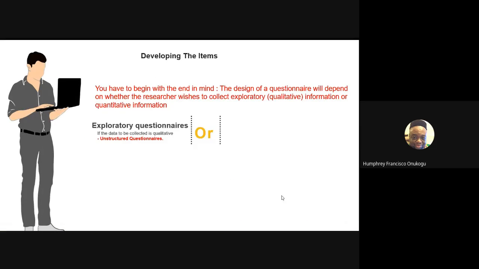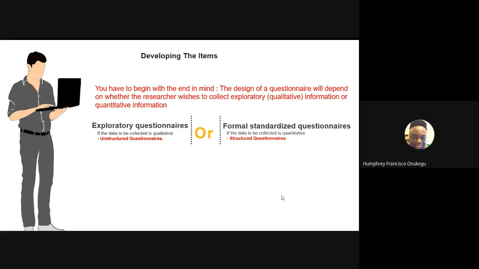Let's look at developing a questionnaire, developing the items. You have to begin with the end in mind, first thing first. The design of a questionnaire will depend on whether the researcher wishes to collect exploratory, that is qualitative information, or quantitative, what you intend to do. The final goal has to come in mind from the beginning. The first step in developing the items of questionnaire is to design: what is my final goal? What kind of information do I want to elicit? Do I want qualitative or quantitative, or is it both?